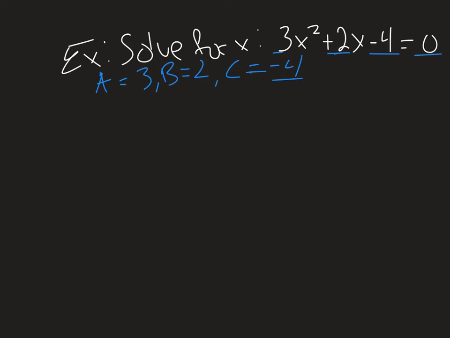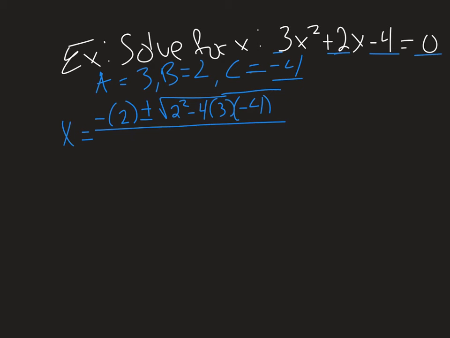So x is going to equal negative b, so negative 2, plus or minus the square root of 2 squared, which is b, minus 4 times a, which is 3, times c, which is negative 4, all divided by 2 times a, which is 3.